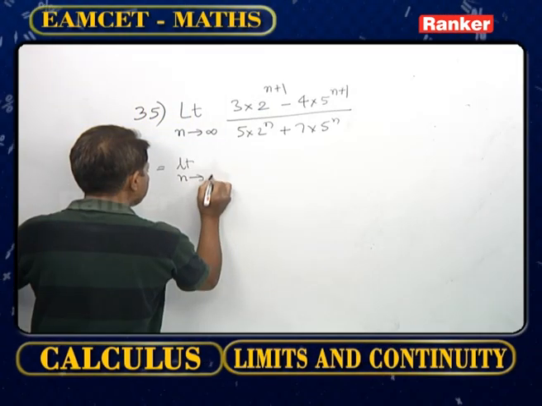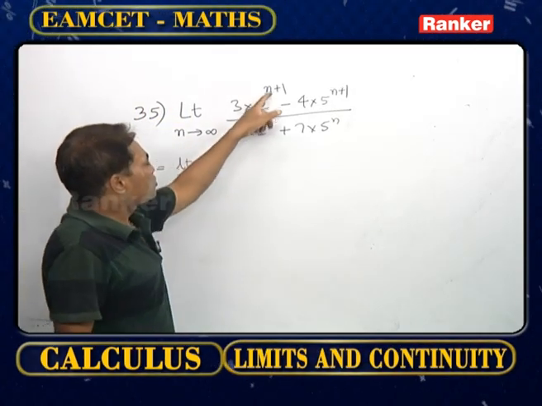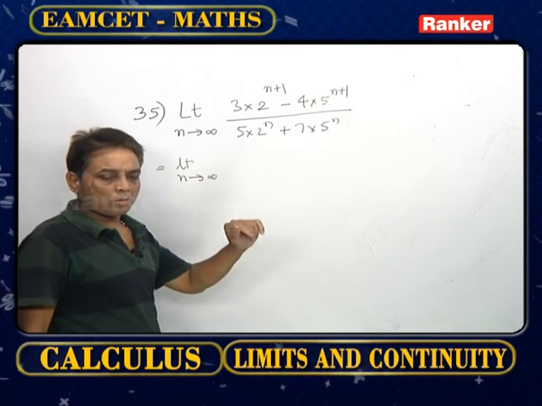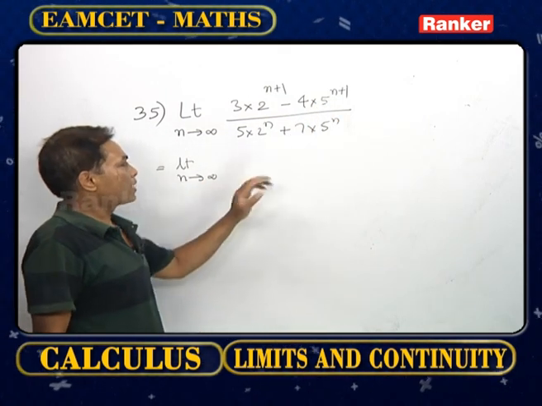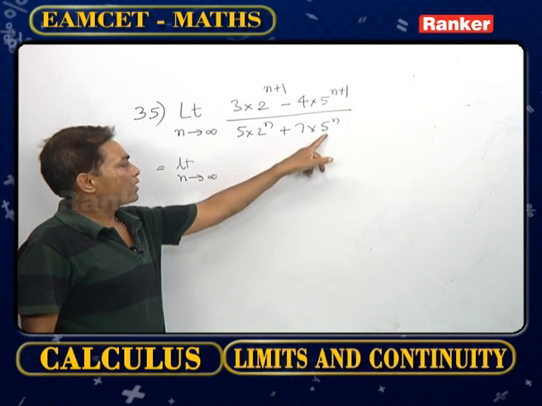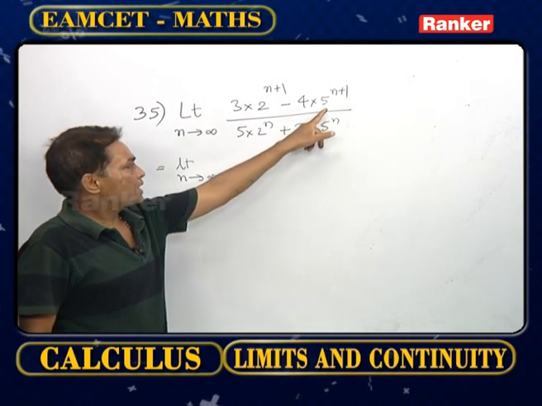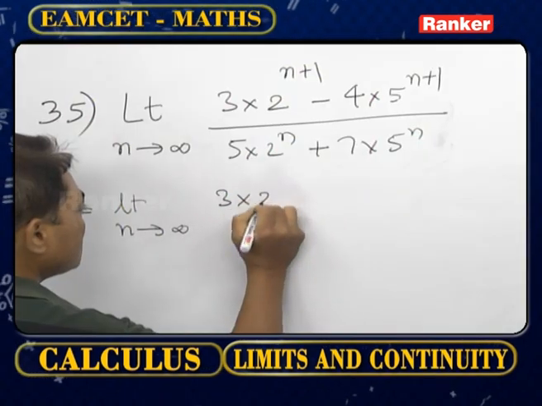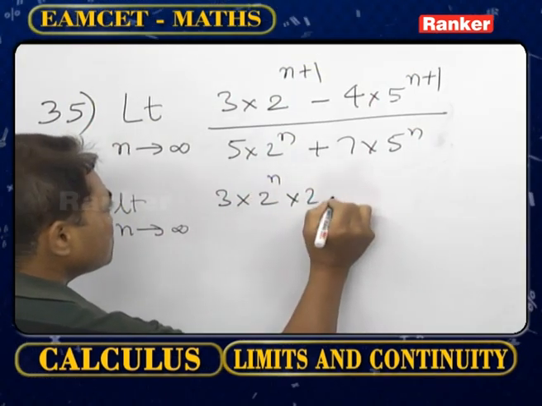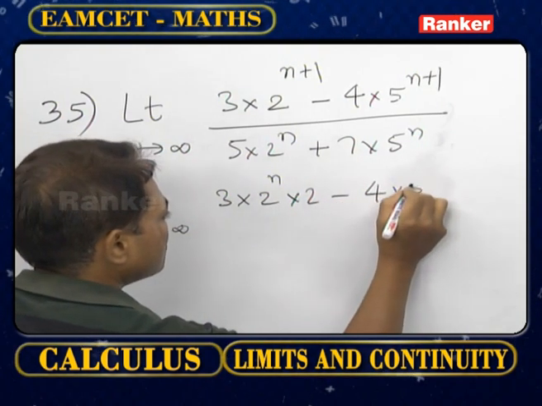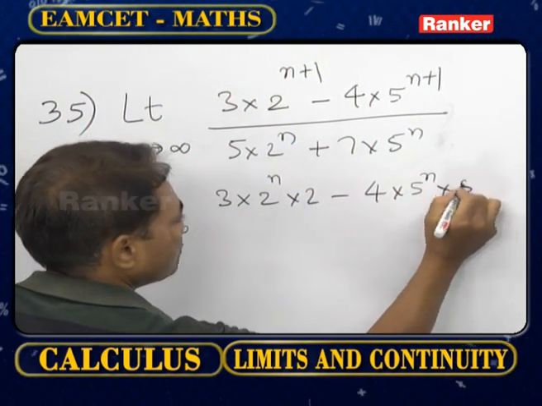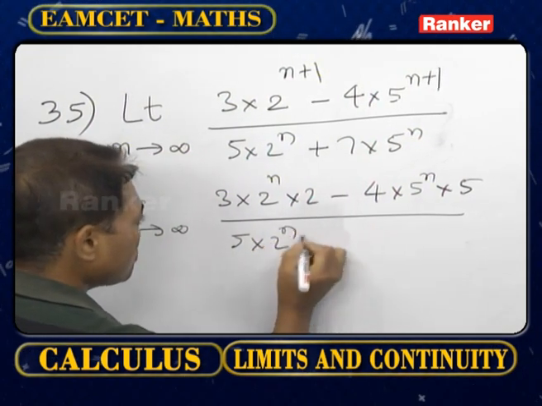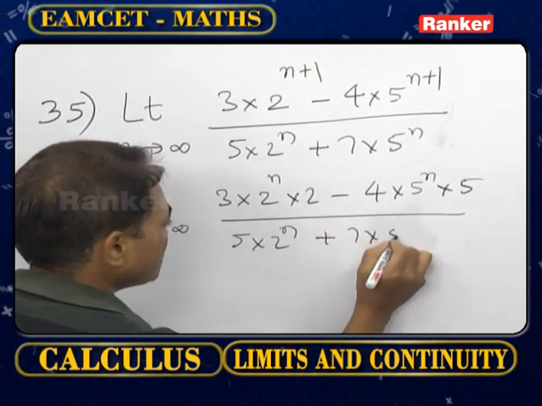Now, as n tends to infinity, among 2 power n and 5 power n, 5 power n is the greater value. Like we have done one problem, no? Same model. Here also, among 2 power n and 5 power n, 5 power n is greater. So, let us take 5 power n common. 2 power n into 2, 5 power n into 5, by 5 into 2 power n, 7 into 5 power n.